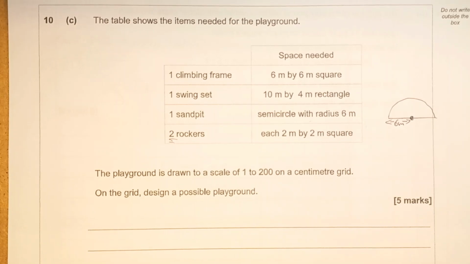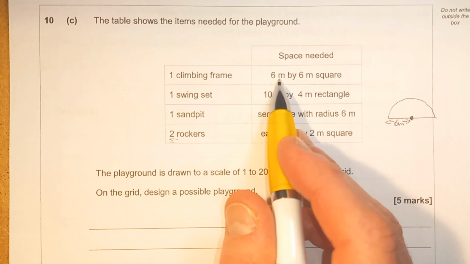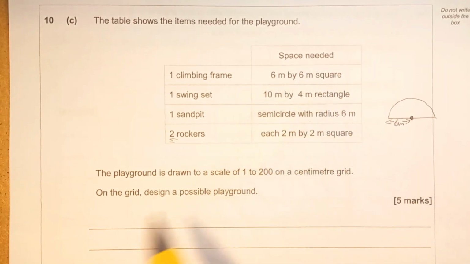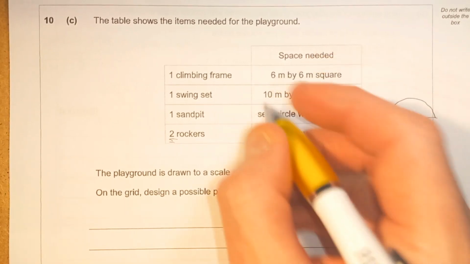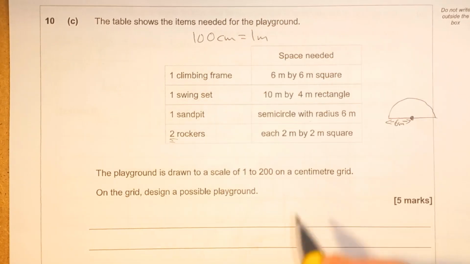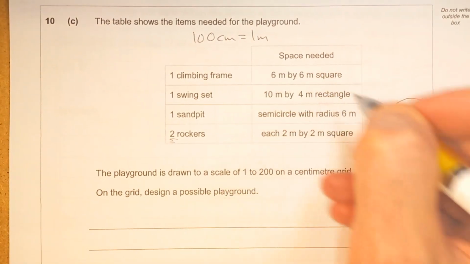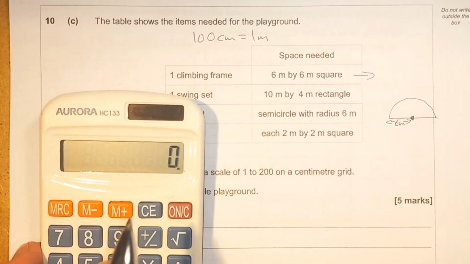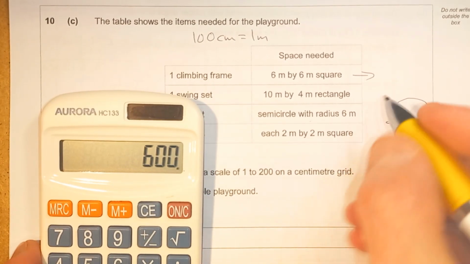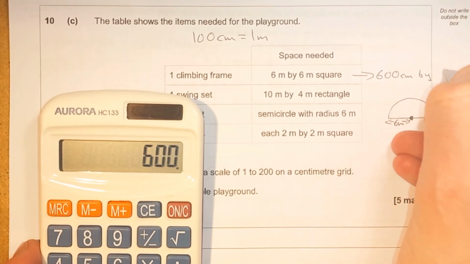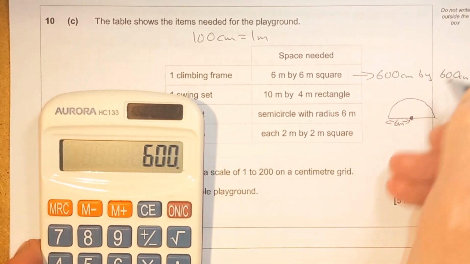Now, you sort of need to do it twice, which can be a bit confusing, because these are written in metres. So first, I'm just going to convert these into centimetres. I know that we've got 100 centimetres in a metre. So 6 metres by 6 metres is going to be the same as, well, 6 times 100 is 600. So it's going to be 600 centimetres by 600 centimetres.